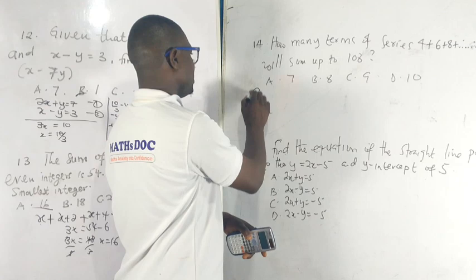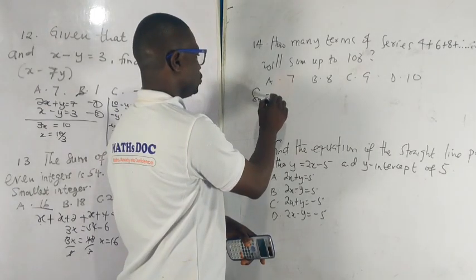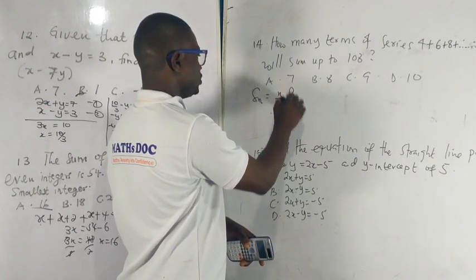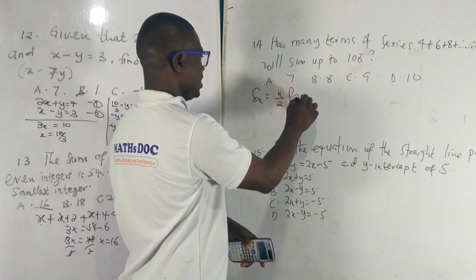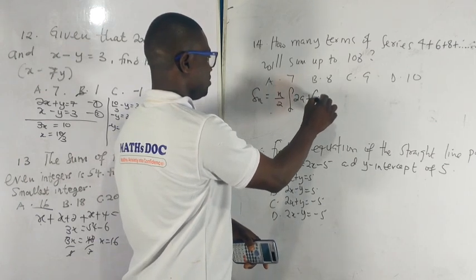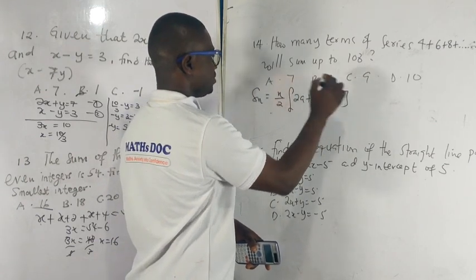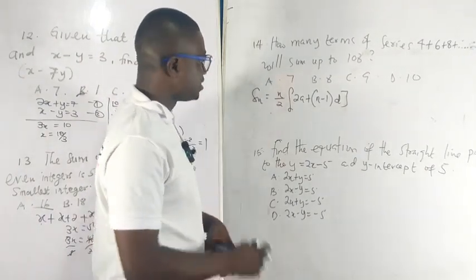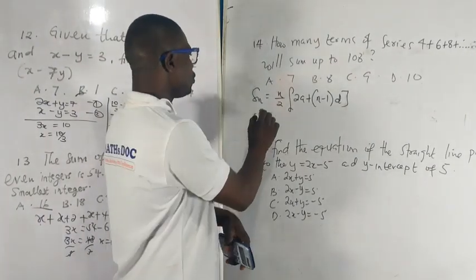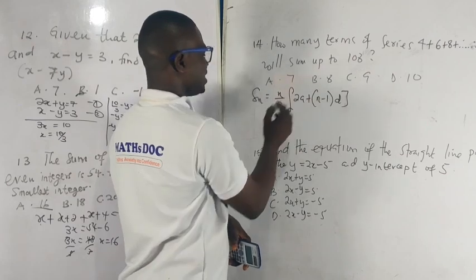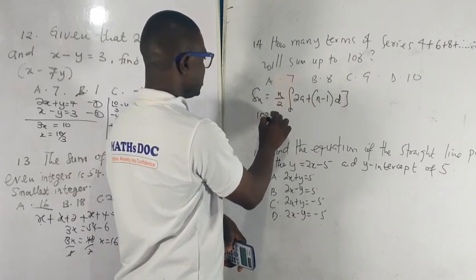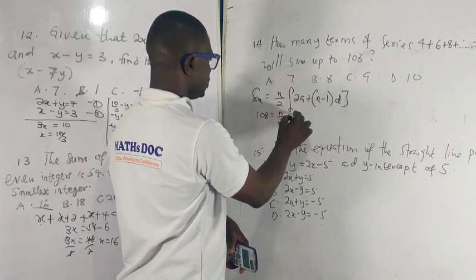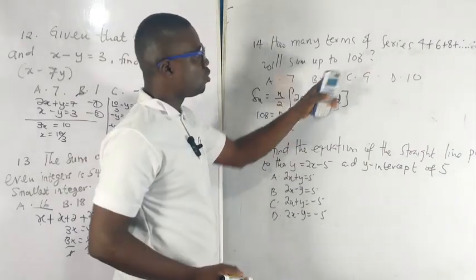And we know the sum of an AP is Sn equal to n over 2 into bracket 2a plus n minus 1 d. So we are going to do substitution and then simplify it. So our Sn is the sum, so 108 is equal to n over 2. And our a is always the first term.